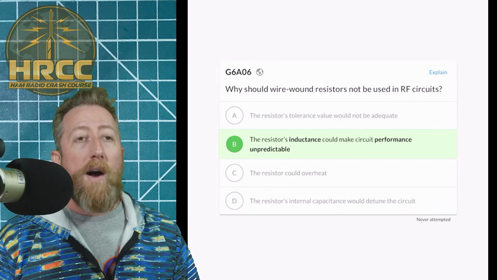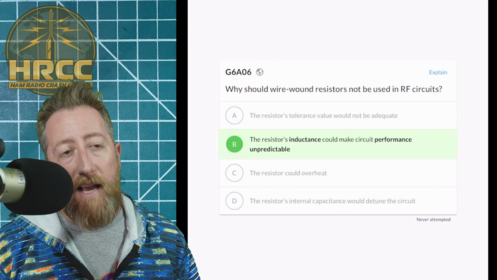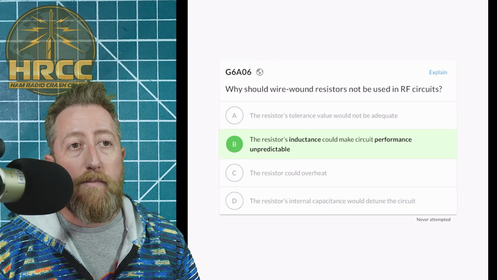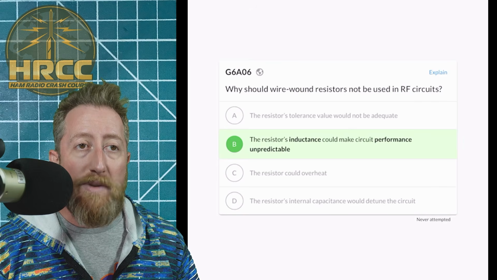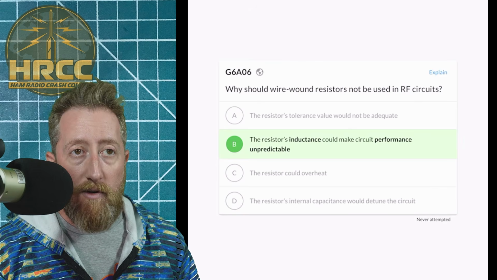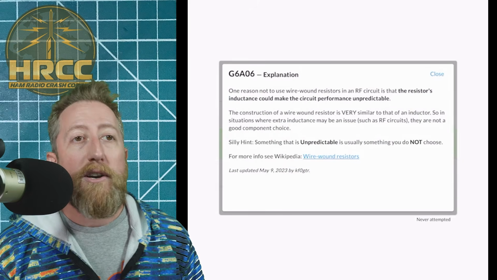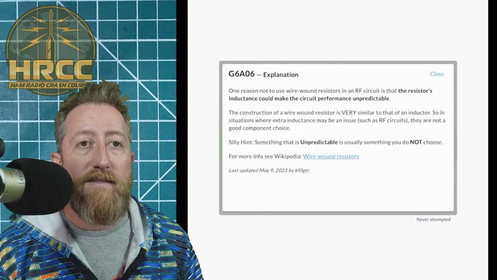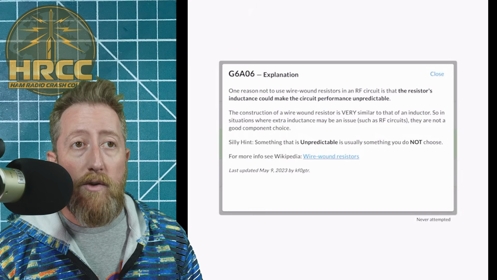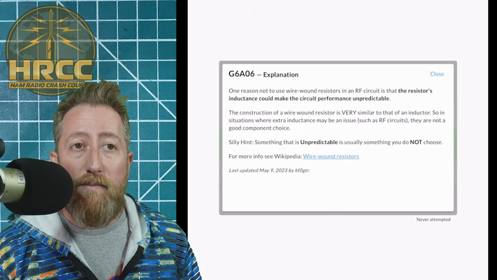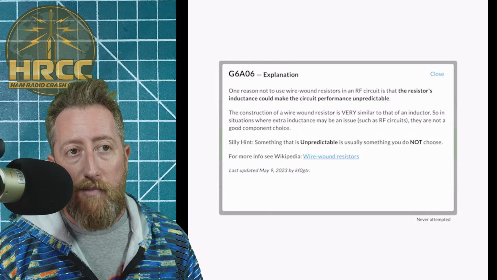Question 6, why should wire-wound resistors not be used in RF circuits? And the answer is B, the resistor's inductance could make circuit performance unpredictable. Why might that be the case? The construction of a wire-wound resistor is very similar to that of an inductor. It's true. So in situations where extra inductance may be an issue, such as RF, they are not a good component choice.